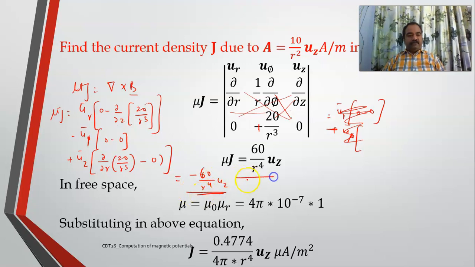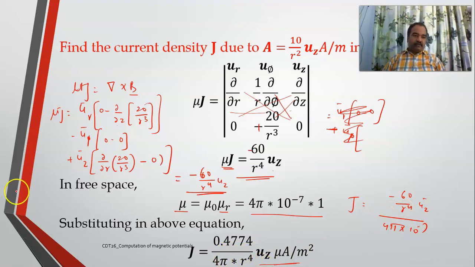Okay. So this is your mu j. I think here you will get minus. So this is mu j. In terms of z component only, you do get the values. And in free space, we have already seen this. Mu is equal to mu r will be 1. And this is mu value. So if I want j, what I will do, minus 60 by r power 4 uz by that 4 pi 10 to the power of minus 7. If I do this, this is my final value. Okay, so this is the way how we determine the current density when A is given for us.